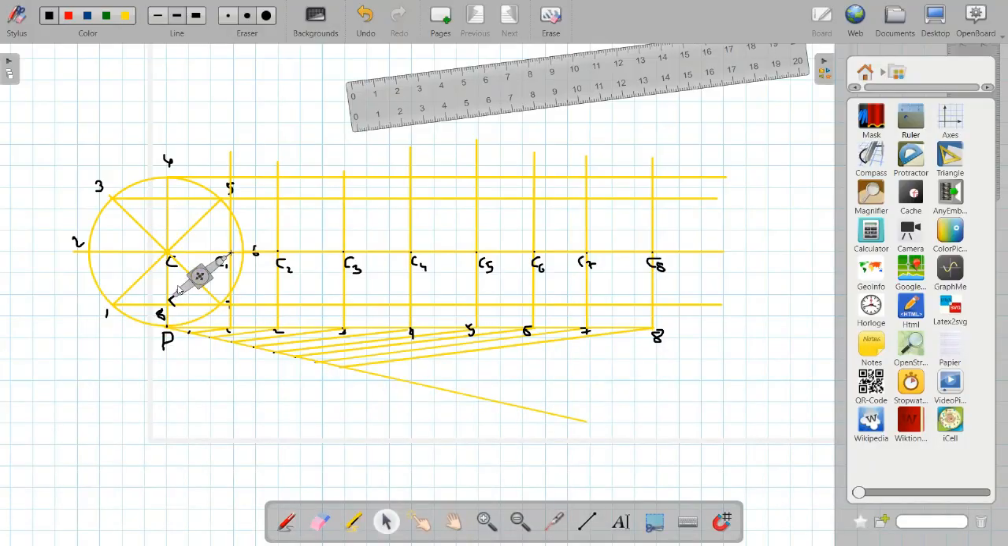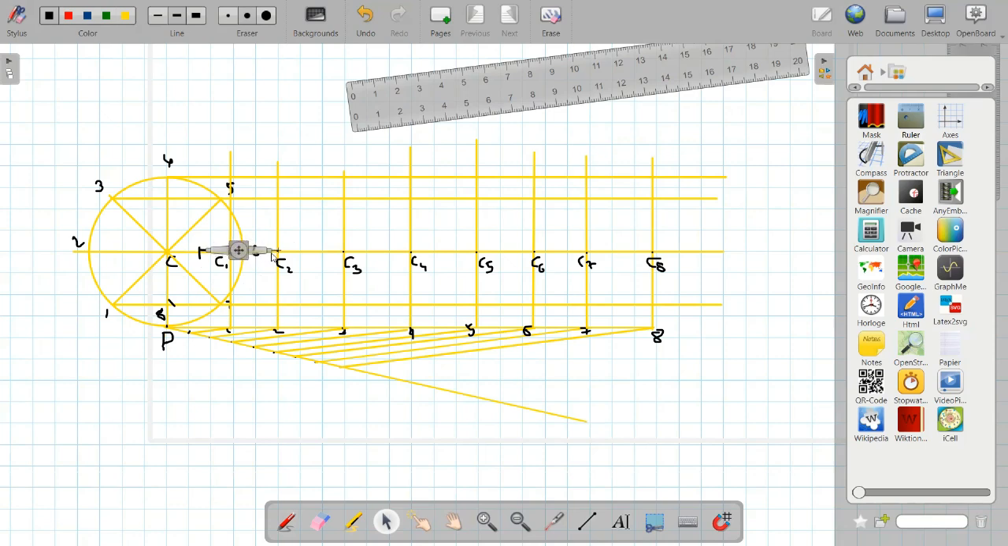Similarly, we have to shift our center to point number 2, maintaining the same radius, and then cut an arc on the projector of line 2. So this is point number 2. The projector is this one, a horizontal line. So we have to cut the arc on this horizontal line. I will cut here. So this is the arc cut on the horizontal line of 2.